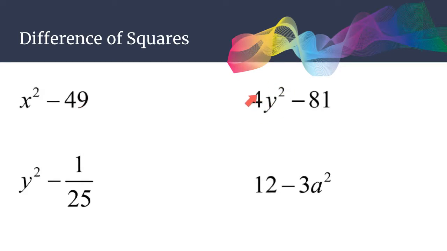This also is a perfect square. It is 2y times 2y, and 81 is 9 times 9. So this is also a difference of squares.